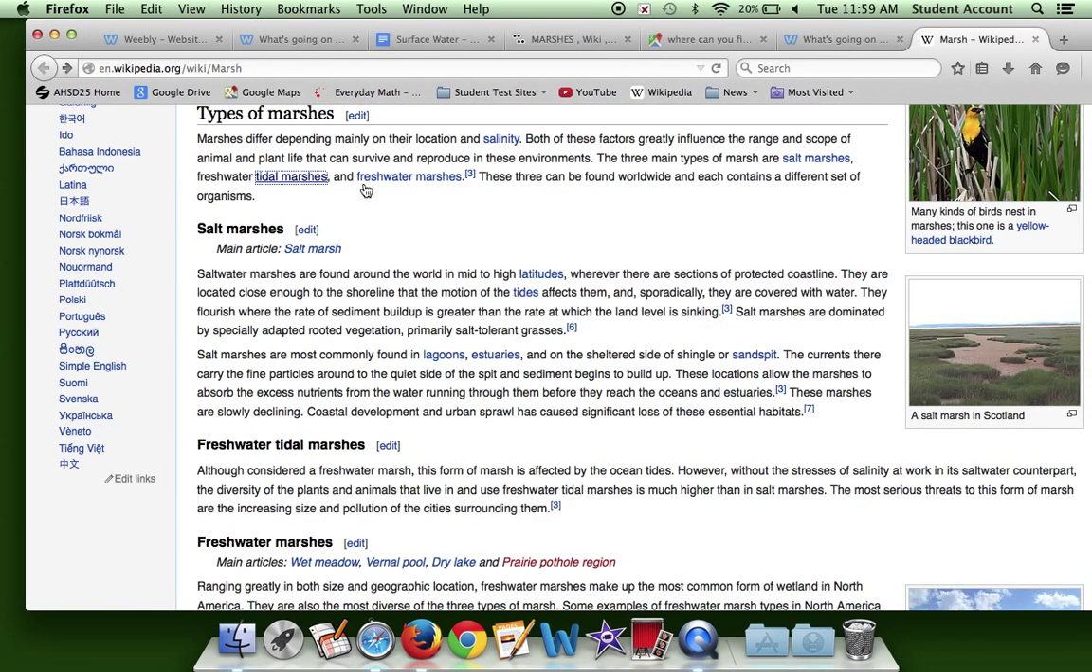Saltwater marshes are found around the world in mid to high latitudes where there are sections of protected coastlines. They are located close enough to the shoreline that the motion of the tides affects them, and sporadically they are covered with water. They flourish when the rate of sediment buildup is greater than the rate at which the land level is shrinking. Salt marshes are dominated by specially adapted rooted vegetation, salt-tolerant grass.